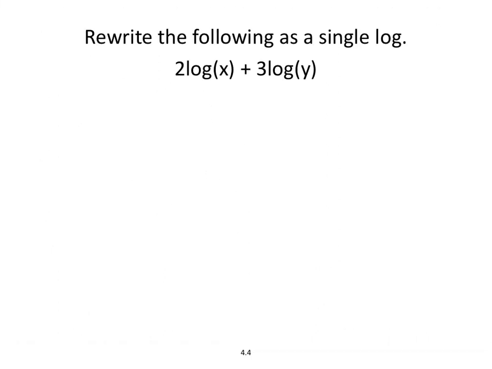So now we're going to go backwards with a log sum property, right? Here's a sum. I've got an exponent in front, which I can bring up and bring in front for the x and for the y. So I'm going to just write this as a single log. It's going to be x to the second power times y to the third power. Put parentheses around it if you want. So that's how we deal with that.